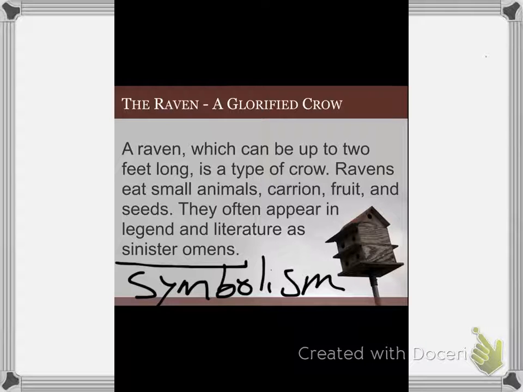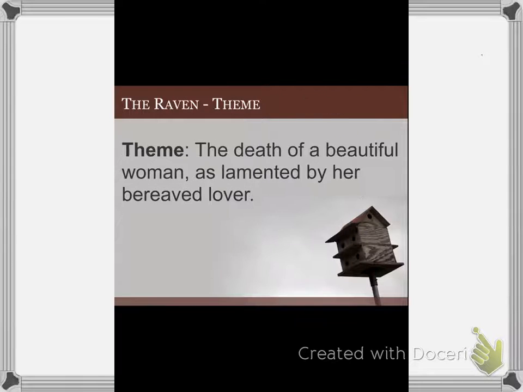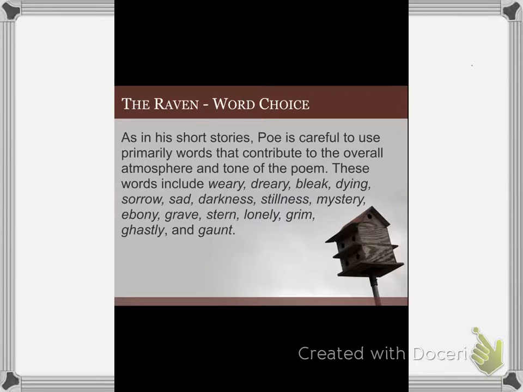It's symbolic. It's not actually in the story. The man is picturing it. He's having this argument. Well, it might be there, but it's definitely not actually talking to him. The theme: the death of a beautiful woman as lamented by her bereaved lover. So she has passed away, Lenore has passed away, and he is lamenting her. He's sad. He's heartbroken. He's mentally distraught over losing his lover, Lenore.